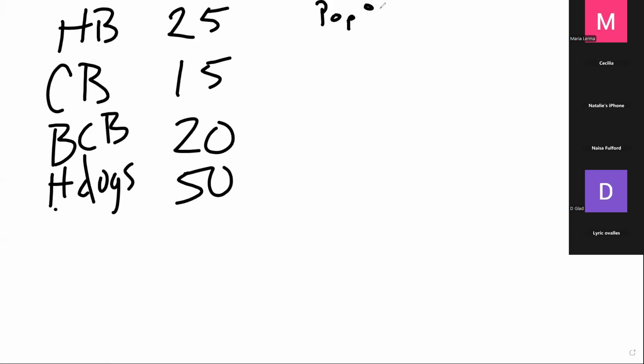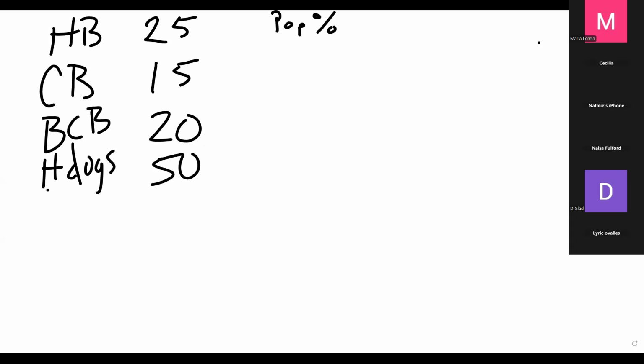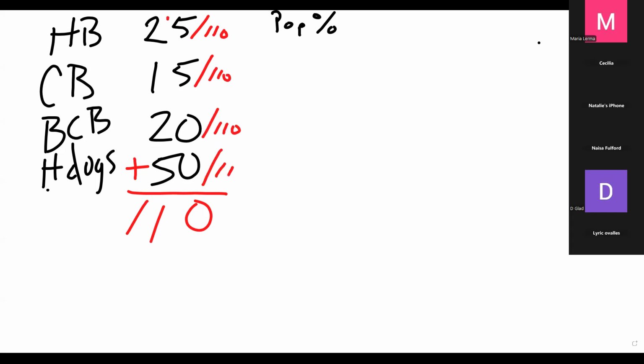All right. So the first thing we want to do is find our popularity percentage. How do we find the popularity percentage? Hot dog is 50? Uh-huh. Okay. We're gonna add them all up, and what do we get? 110. 110, we all agree? Yeah. 110? Okay, so now we're gonna divide every one of these by 110, because that's gonna give us our popularity percentage for each item. Okay, oh, okay. I was thinking 100. Yes, sir. Got you. I'm following.